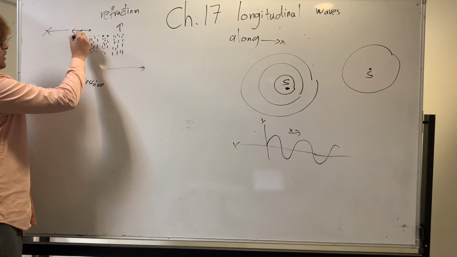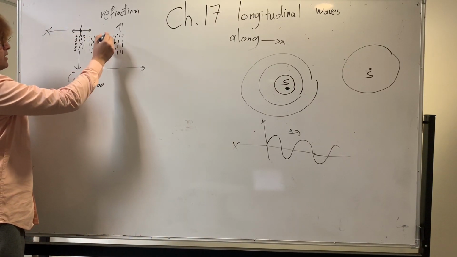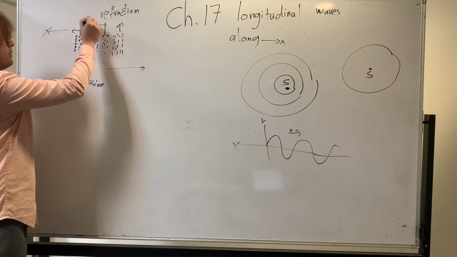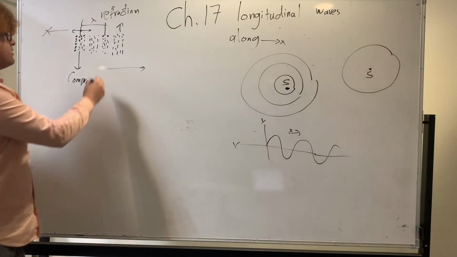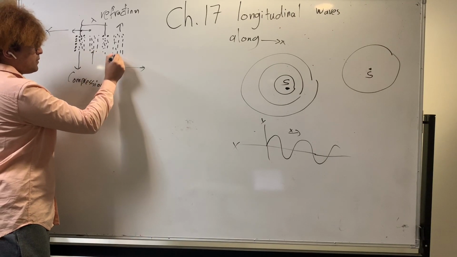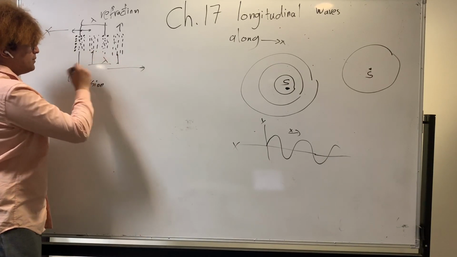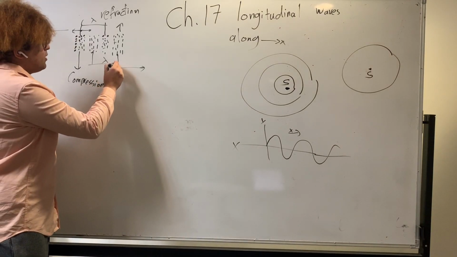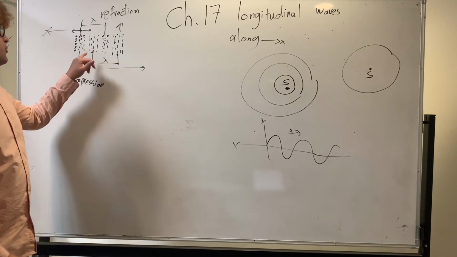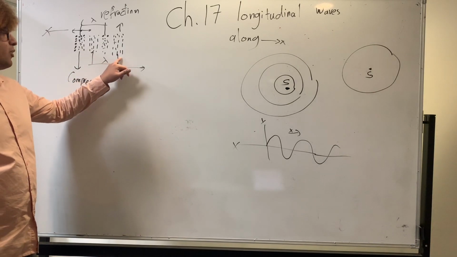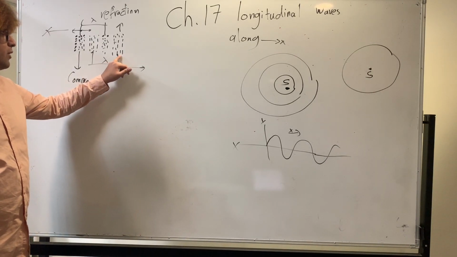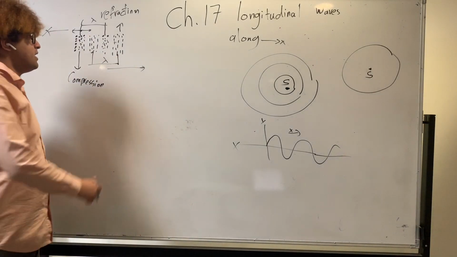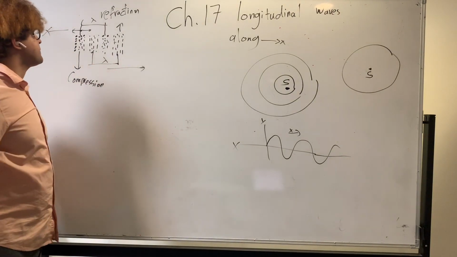So the distance between a compression and another compression is 1 lambda, and the same here, the distance between two rarefactions is 1 lambda as well. As we've said earlier, if we pick a point and then pick another point in the wave at which the wave exactly repeats itself, then this is 1 lambda.